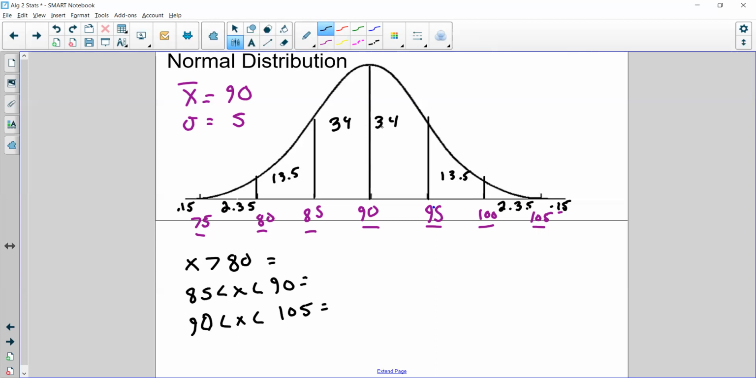Everything is bigger than 80, yeah. So, it's basically 50 plus 34 plus 13.5.